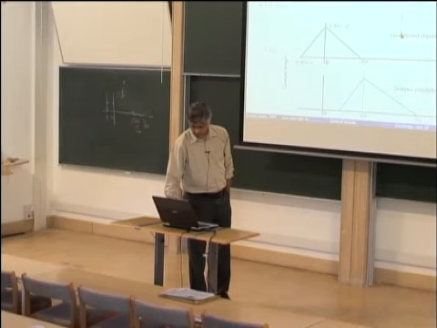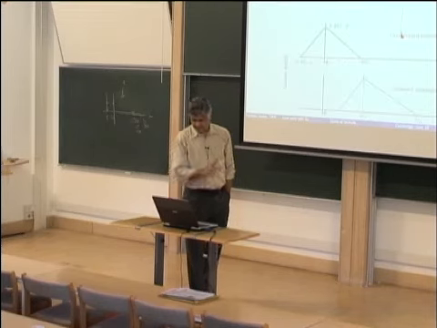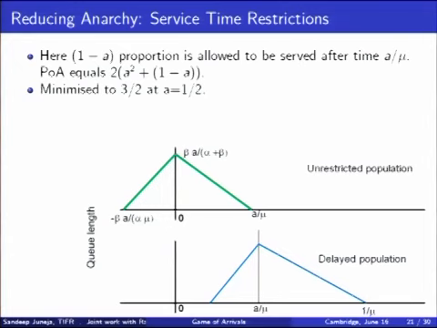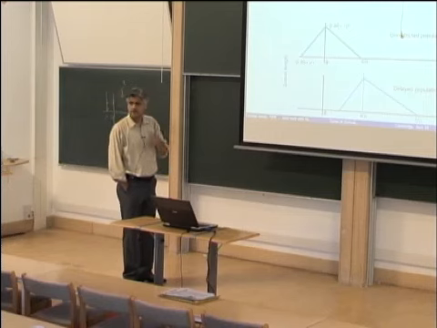So now I'll move on, again, back to single class settings, and then keeping things very simple, we'll start to answer some questions. How does one reduce price of anarchy from 2 to something lower? Just to concretize that, one idea is you have service time restrictions. Tell people to come at different times.